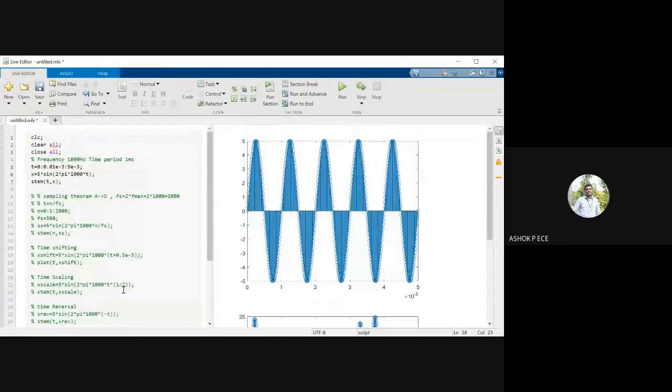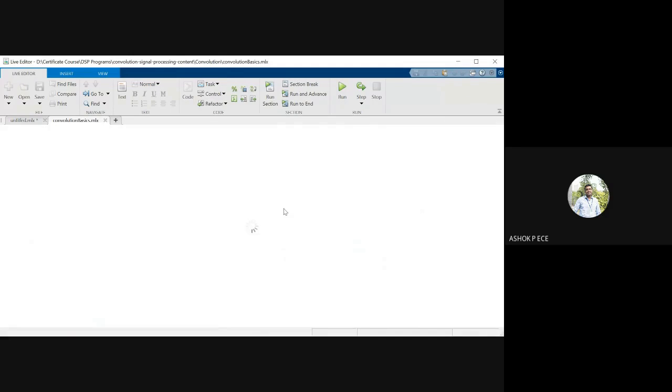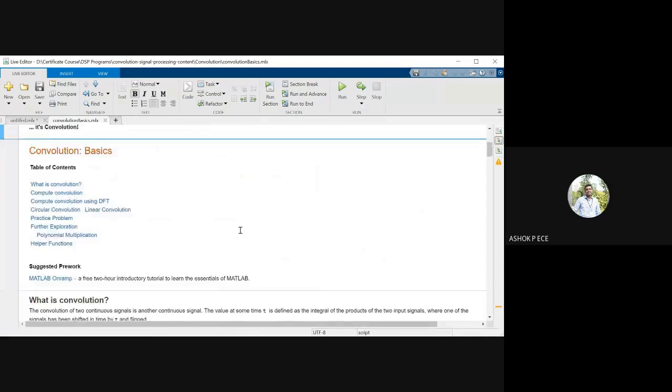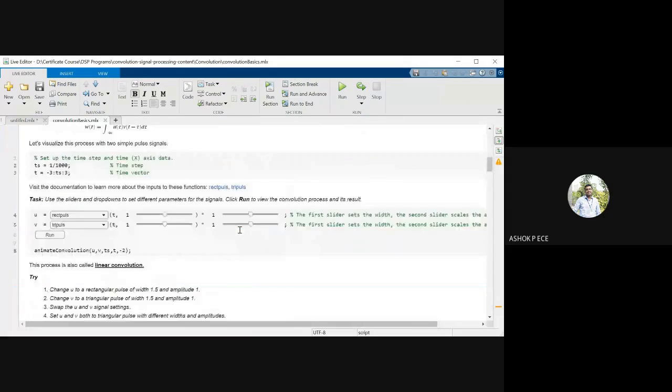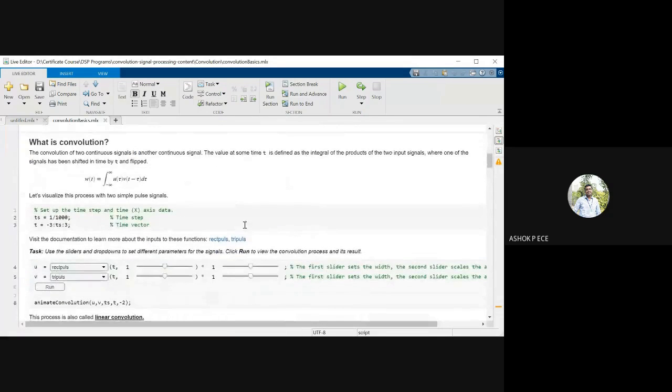Going to slowly move into convolution. So for that, I am going to open one code which is available with graphics. It will be very, very helpful to understand this convolution. So I think this code should be able to help you understand what is convolution.